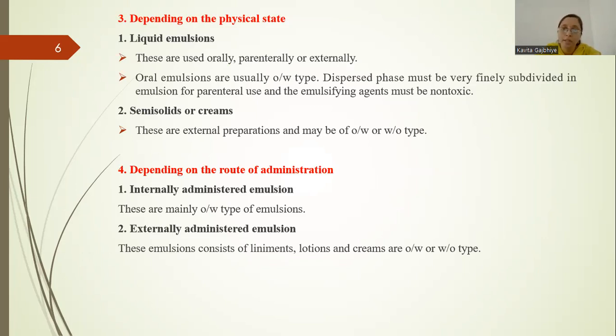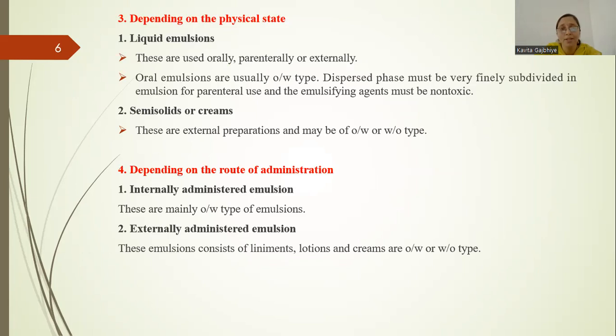So depending on the physical state, emulsions are classified as liquid emulsion and semi-solid emulsion. Semi-solid emulsions are also called creams. Now, what are liquid emulsions? These are used orally, parenterally or externally.